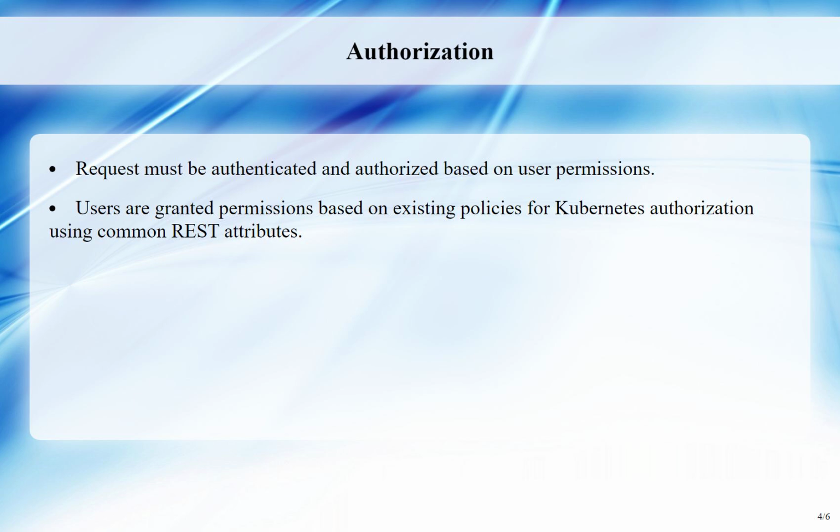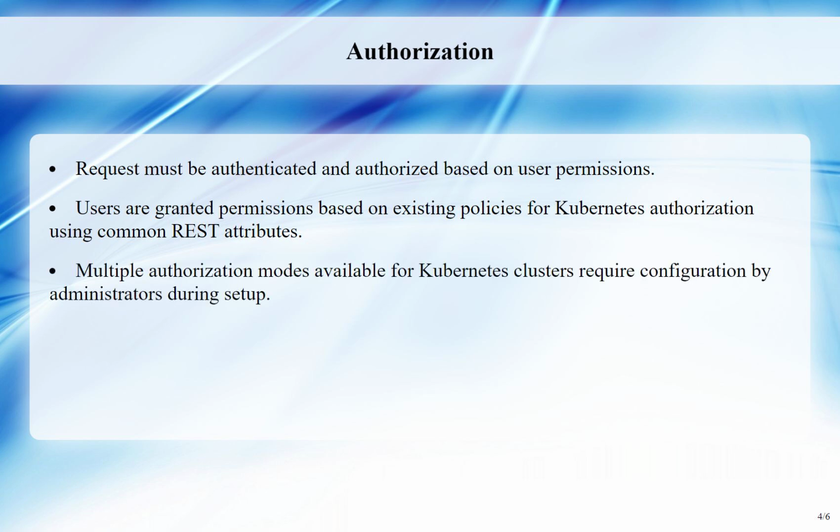Kubernetes authorization requires the use of common REST attributes to interact with organization-wide or cloud provider-wide access control systems. Different authorization modes are supported, including ABAC mode, RBAC mode, and webhook mode. When creating a Kubernetes cluster, administrators configure the authorization modules that should be used in the API server.